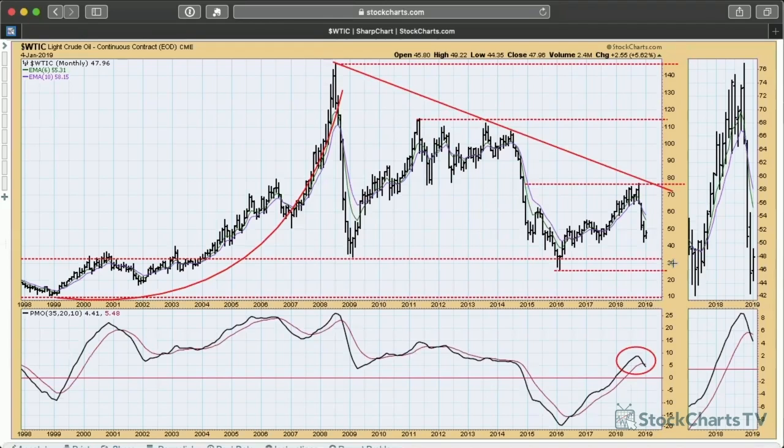All right, this is pretty ugly for oil. Yeah, it looks like it's headed for about 30, 32 or something like that, and probably lower.